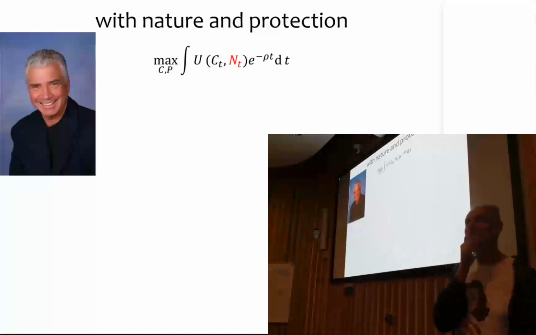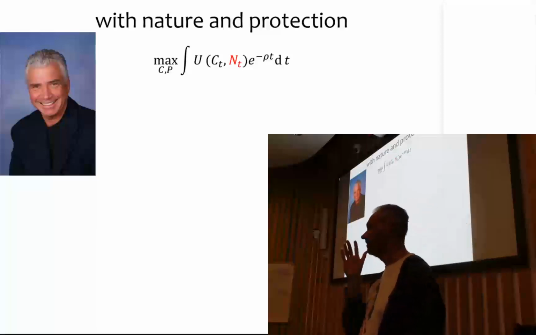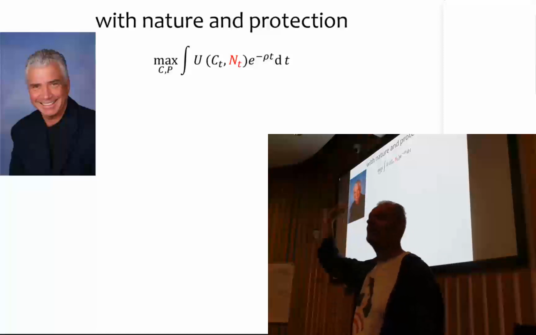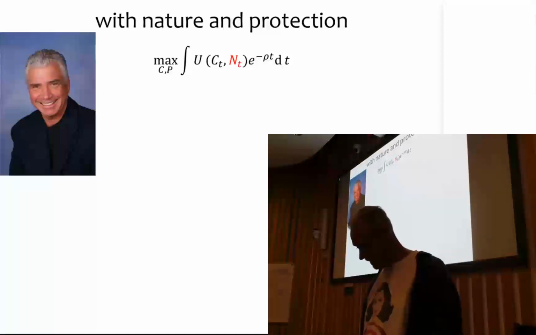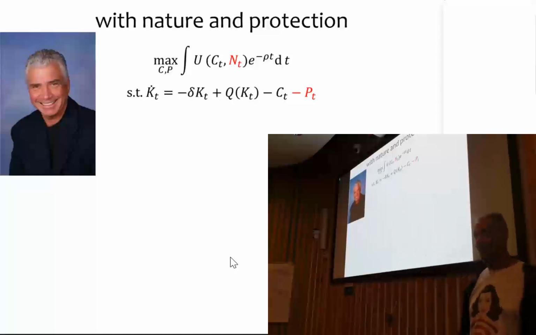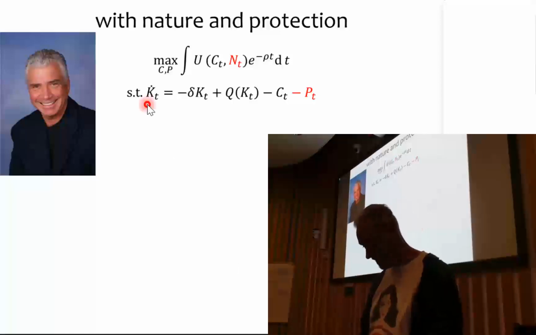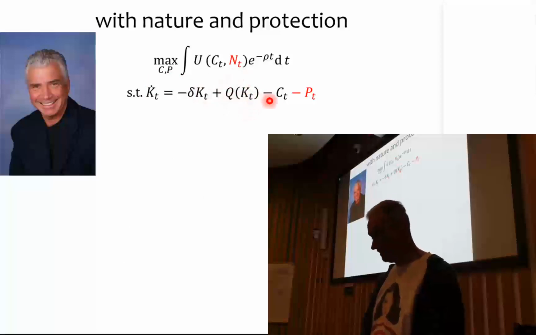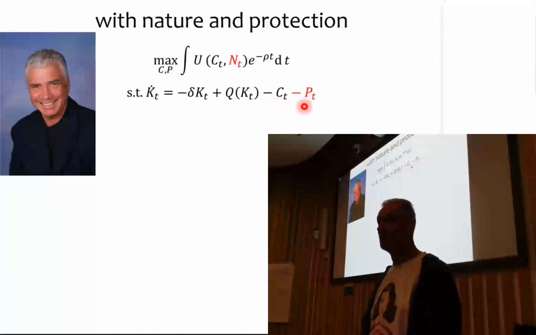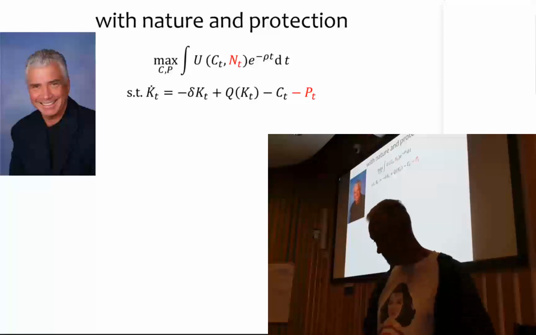So, we're gonna change our utility function. It now depends both on consumption and the state of nature, and let's call that N. I'm also going to introduce environmental protection, P, and that costs money. So the change in the capital stock is depreciation. This is total production still, and we take away some of total production for consumption, and we also take away some of that for environmental protection, investments in nature, right? So we have less money to invest, less money to consume.